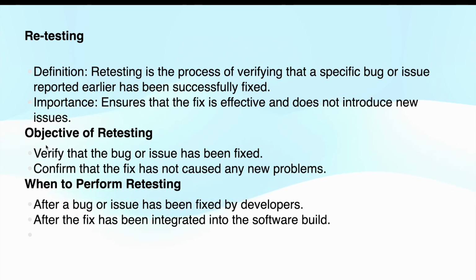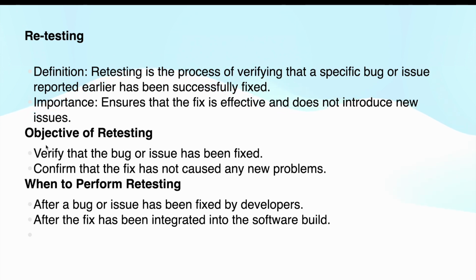Retesting is typically performed after developers have implemented a fix for a reported bug and the fix has been integrated into the software build. It is an important step before releasing the software to ensure that the reported issue has been resolved. Identify the bug, then start by referring to the original bug report that described the issue.